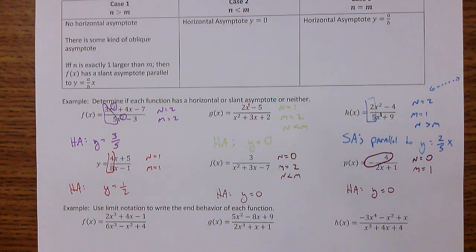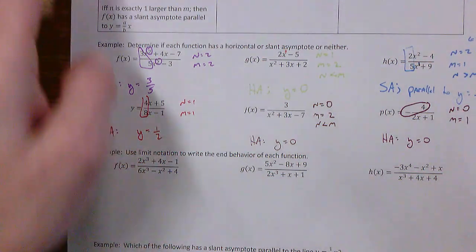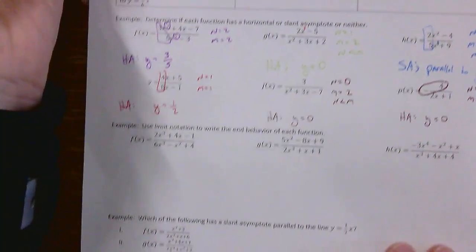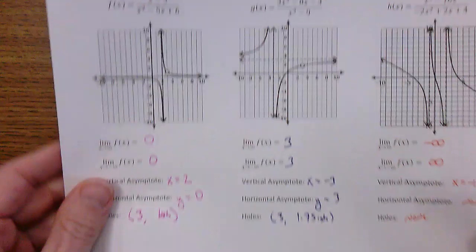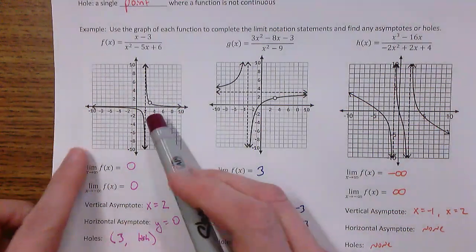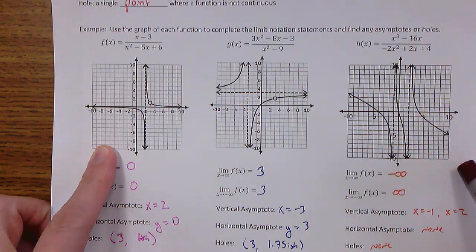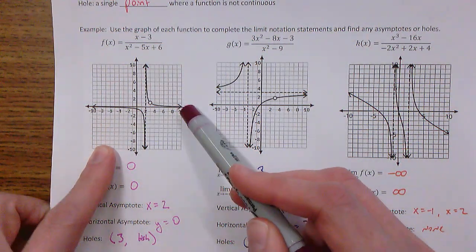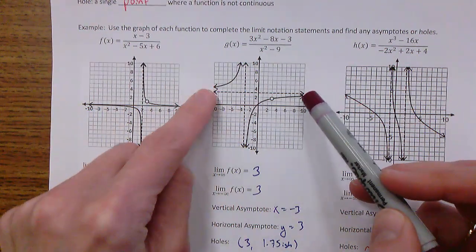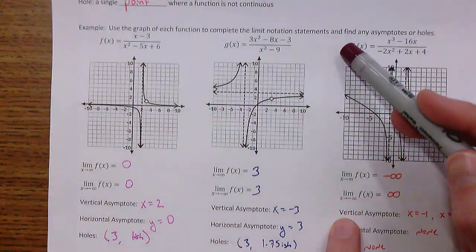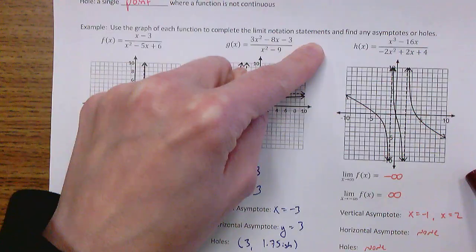So that's our first rule here. That's how you figure out your asymptotes. So the next thing that we're going to do is write limit notation for the end behavior of the functions. If we think back to these that we were looking at, end behavior is all about horizontal asymptotes or slant asymptotes, right? If I have a horizontal asymptote, my two ends approach it. If I have a slant asymptote, that's when it's either going to approach negative infinity or positive infinity.